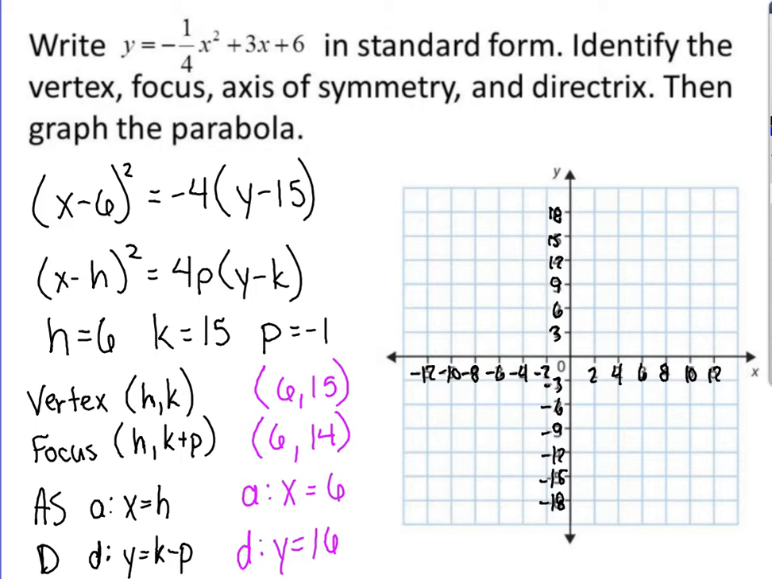So the first thing we need to do is graph our axis of symmetry. Our axis of symmetry is going to go through x is 6, so we know our graph is going to be symmetric about that line. It's opening vertically. Our p value is negative, so we do know it's going to open down. Our directrix is at y is equal to 16. Our vertex is at 6 and 15. Our focus is at 6 and 14. We know it's going to go away from the directrix towards the focus, and it's going to open vertically, and it's going to open down.